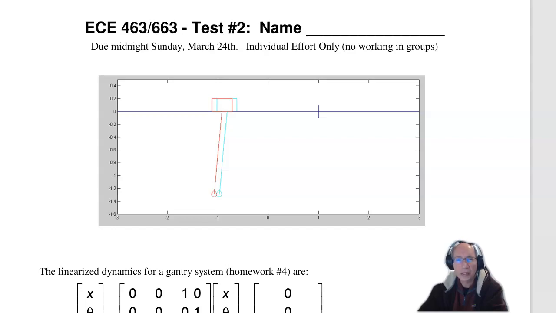Okay, here is test number 2 for ECE 463-663 Modern Control. In this test, you're to take the gantry system, that's a mass being pushed back and forth with a ball attached to it. This is from homework set number 4. Come up with a control law that has to go back and forth, tracking a sine wave with a constant disturbance.